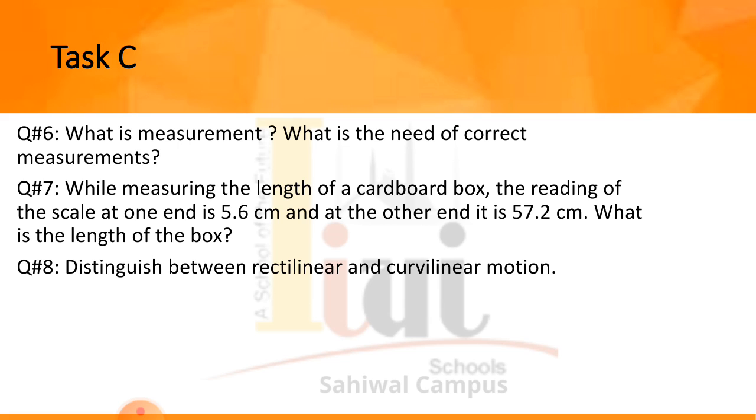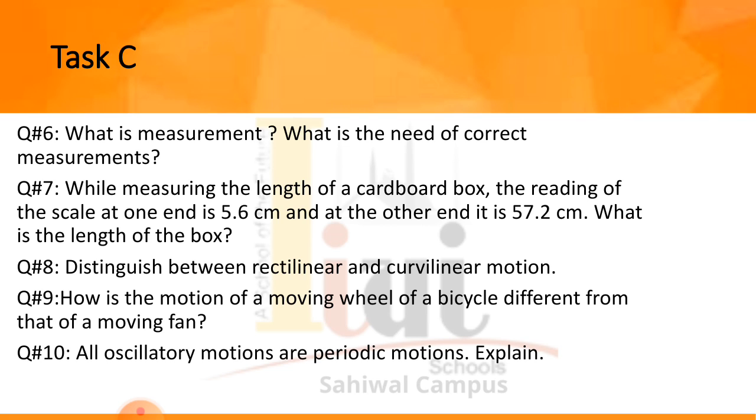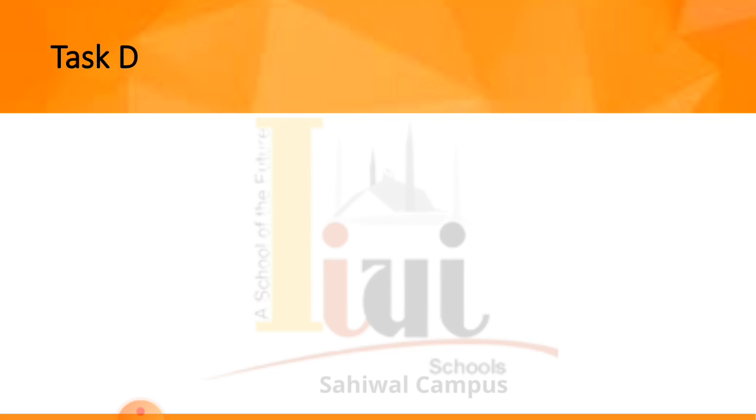Question number 8: distinguish between rectilinear and curvilinear motion. So you have to differentiate between these two types of motion. Question number 9: how is the motion of a moving wheel of a bicycle different from that of a moving fan? So you have to write the difference between the types of motion of a moving bicycle wheel and a moving fan. Question number 10: all oscillatory motions are periodic motions. Explain. So you have to explain that all oscillatory motions are periodic in nature.